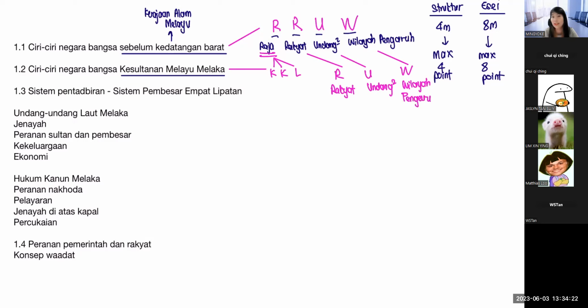But our Raja expands to 3. Main point is, our Raja from then onwards got kerajaan. Our Raja from then onwards has kedaulatan. Our Raja from then onwards got lambang kebesaran.